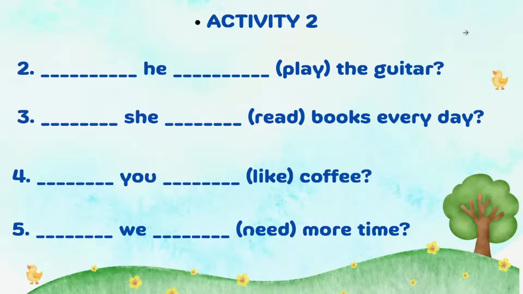Okay. So, next, for number 3. Oh, there you go again for the pronoun she. So, of course, I'm very sure you know the answer. Okay, so it's going to be does, of course. Does she read books every day? Okay? Alright. For number 4.